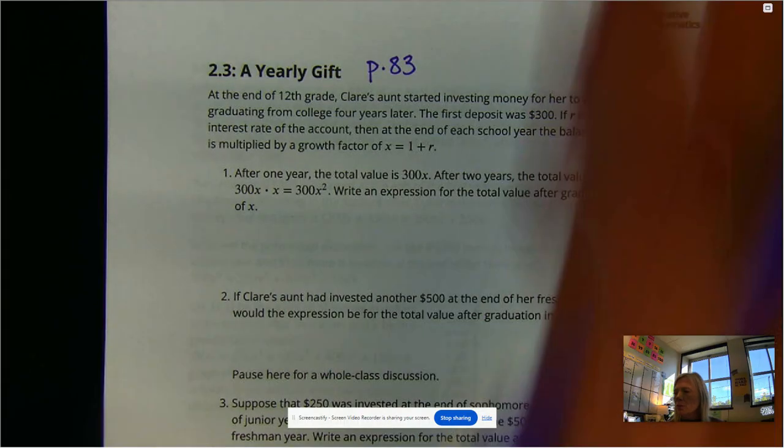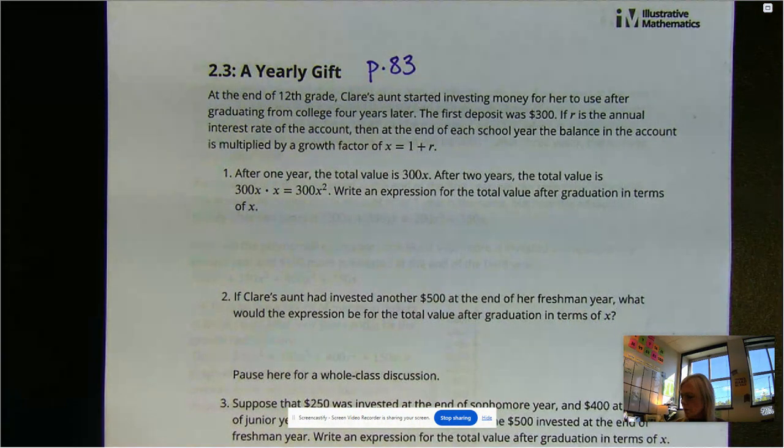So this has to do with somebody graduating from high school, and then her aunt is investing some money for her to get after she graduates from college. And so we're looking at a polynomial to represent that amount of money that she receives based off of X. So we'll talk about what that means.